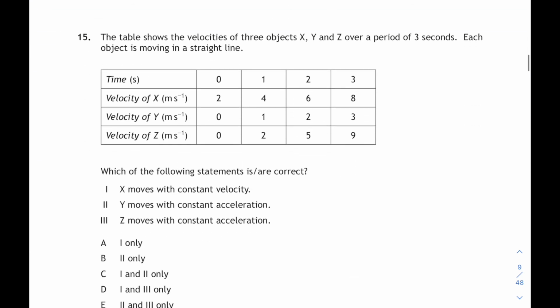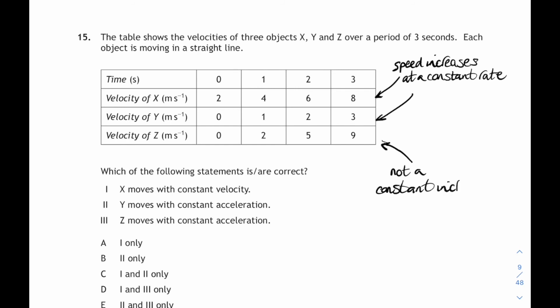Question 15. The table shows the velocities of 3 objects, X, Y and Z, over a period of 3 seconds, and each object's moving in a straight line. Which of the following statements is or are correct? Well, let's have a little look at the table first. The velocity of X is increasing at a constant rate. It's going 2, 4, 6, 8. The velocity of Y is also going up at a constant rate, but the velocity of Z is not increasing at a constant rate. It is increasing, but not at a constant rate.